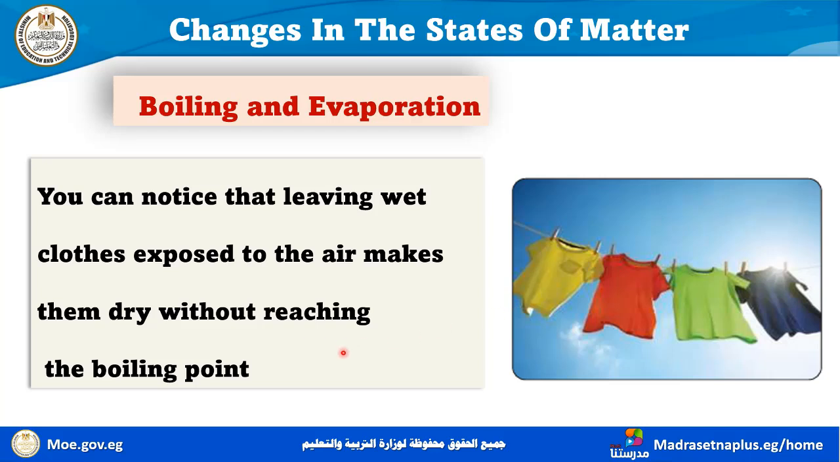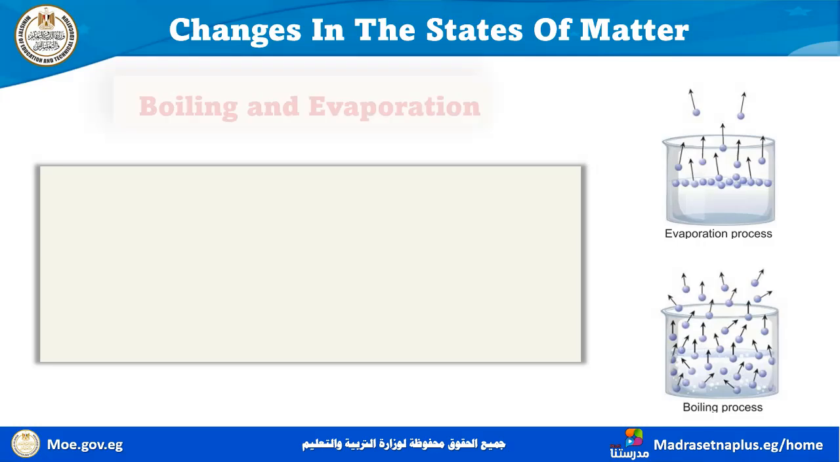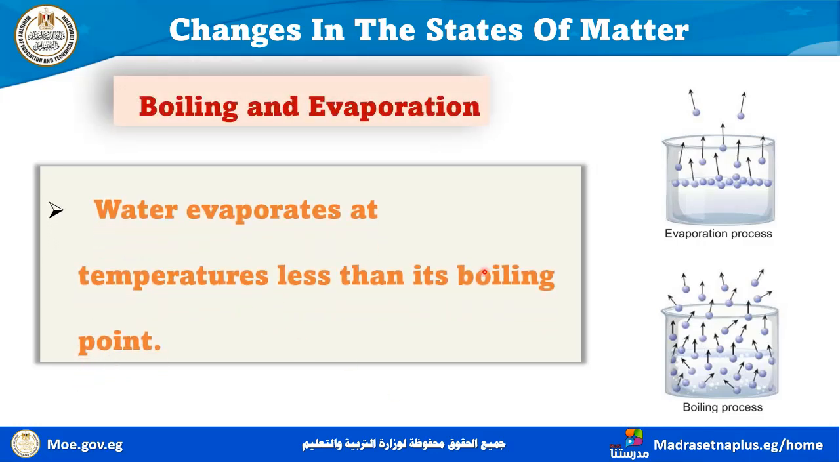So why does the cloth dry without the water in these wet clothes reaching the boiling point? What is the explanation of drying the cloth without reaching the boiling point of water? Let's try to explain this together to understand what is meant by evaporation. Water evaporates at a temperature less than its boiling point.